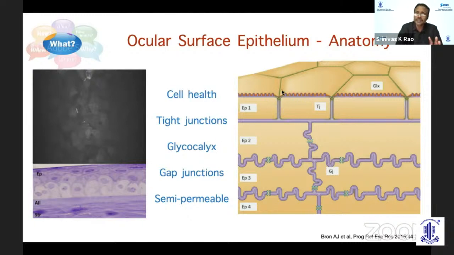If for some reason there is damage and the stain gets through to the deeper layers of the corneal epithelium, there are gap junctions between these deeper corneal epithelial cells, and the dye can then diffuse. So the epithelium of the cornea is a semi-permeable layer for fluids and only for the smallest molecular weight solutes.